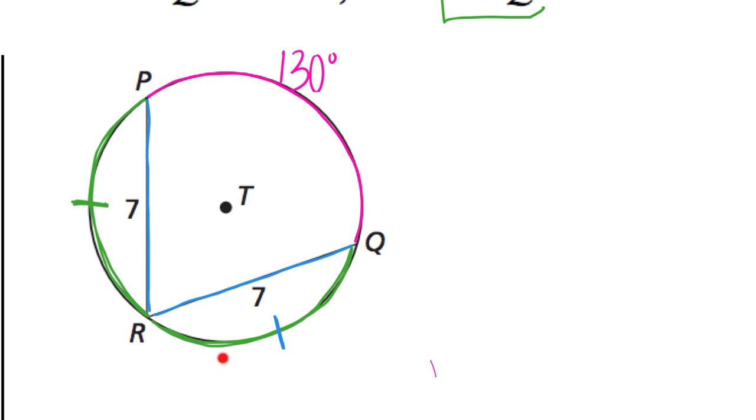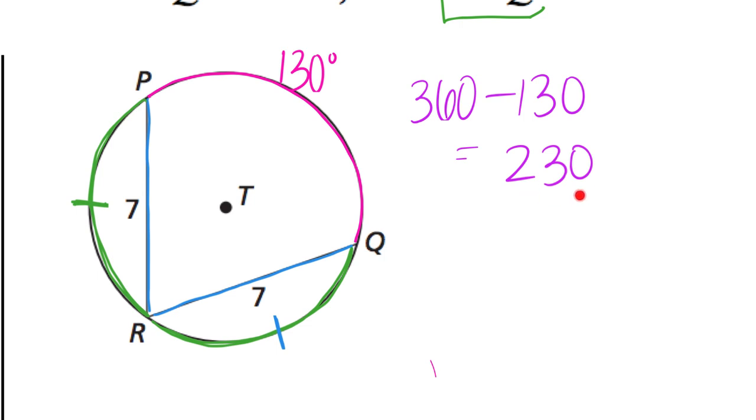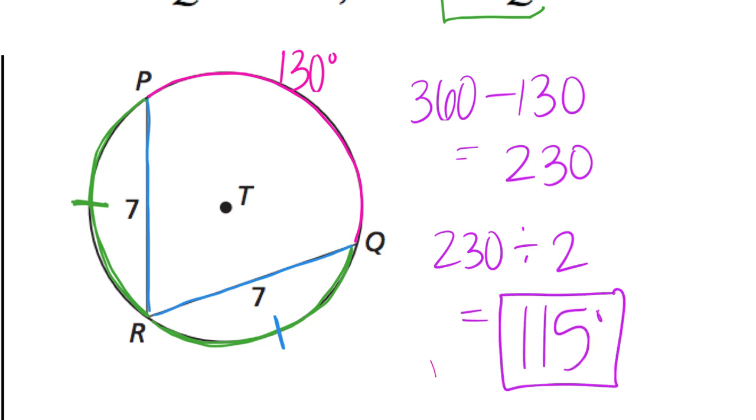Now, we don't know what either of them are equal to, though. So what we do know is that this is 130. If I know what this entire thing here would be equal to, we could just split it in half, right? Because we know these pieces are equal. So we're going to do 360 minus 130 just to see what would be left. And that gets us 230. And we know that 230 degrees has to be split evenly between this arc and this arc. So we're just going to divide that by 2. So 230 divided by 2 is 115. So that would be the measure of arc RQ. It would also be the measure of this arc over here too.